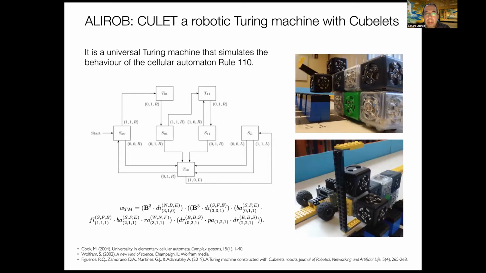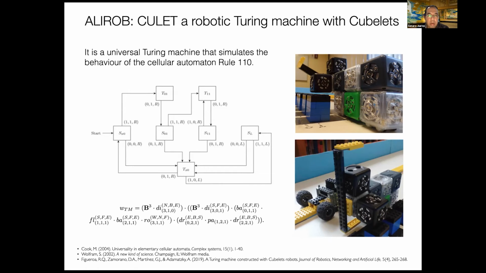However, what happened with these robots? Well, another interesting implementation was robotic Turing machines. We have reports about mechanical Turing machines, or for example, the Lego Turing machine that some years ago was implemented for the Lego company. However, here we exploit the versatility of Cubelets and implement a Universal Turing Machine.